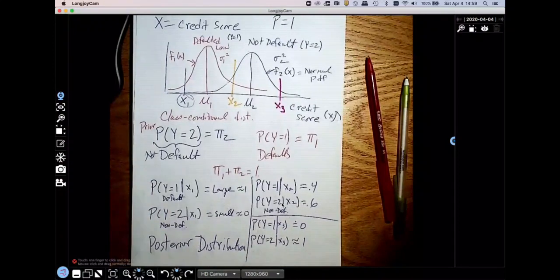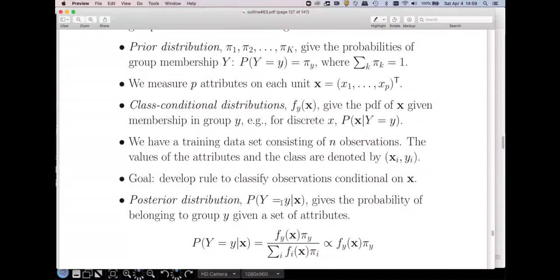So the posterior distribution tells us the probability of group membership based on these other things that you know about me. I'll just mention one thing. If I have a discrete distribution, so in my picture off to the right, I was assuming normal class-conditional distributions. If the class-conditional distributions are discrete, like a multinomial or binomial or something, then the class-conditional distributions can be written as the probability of x given y, whereas these posteriors are the probability of y given x.